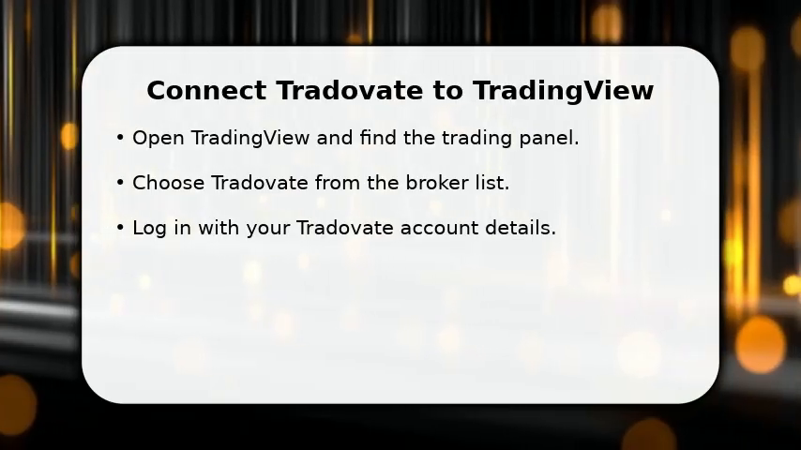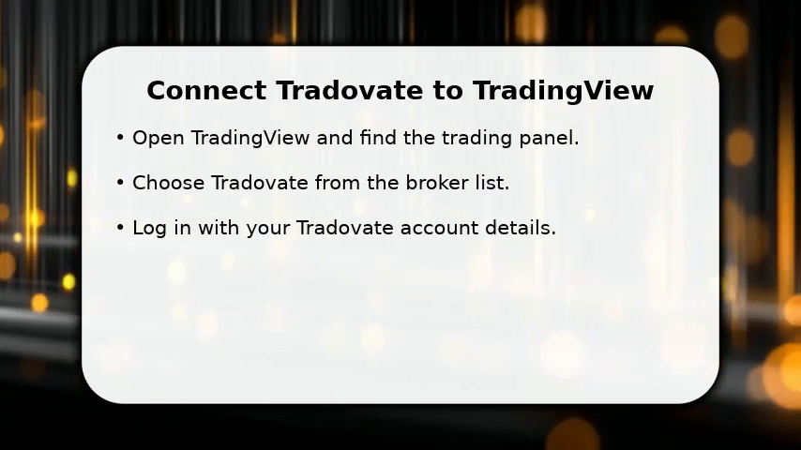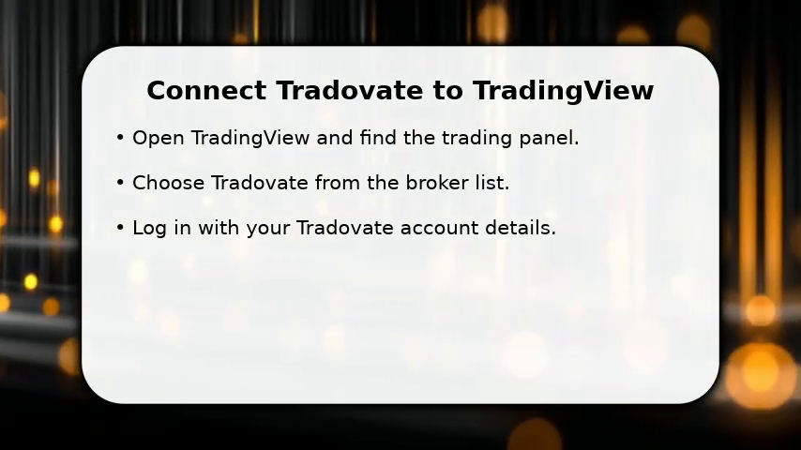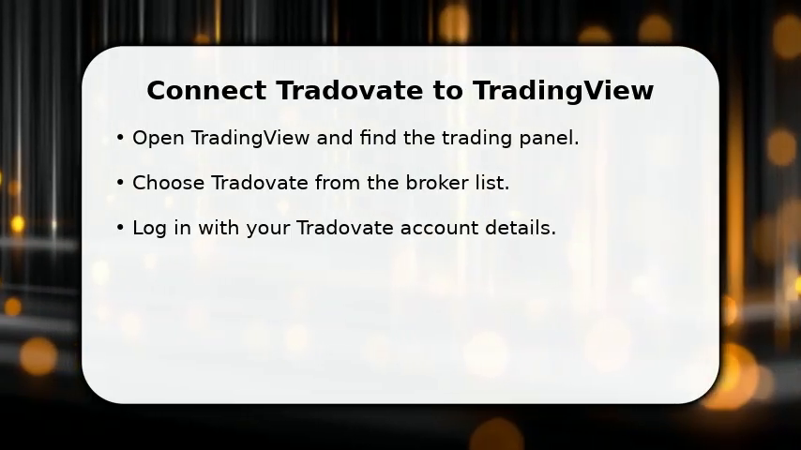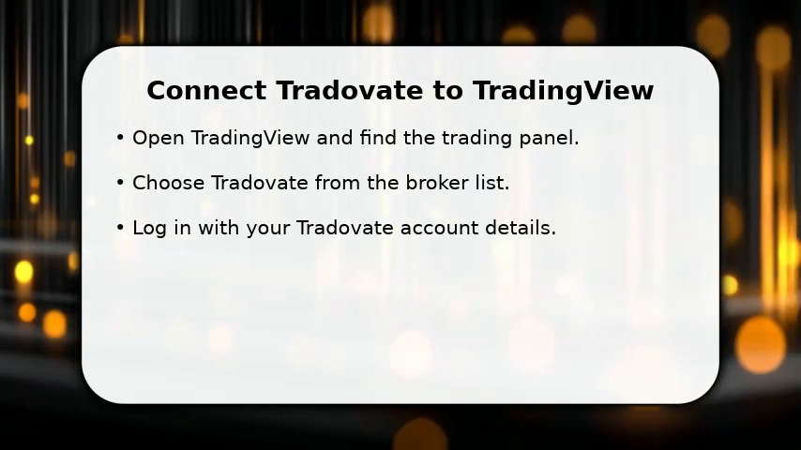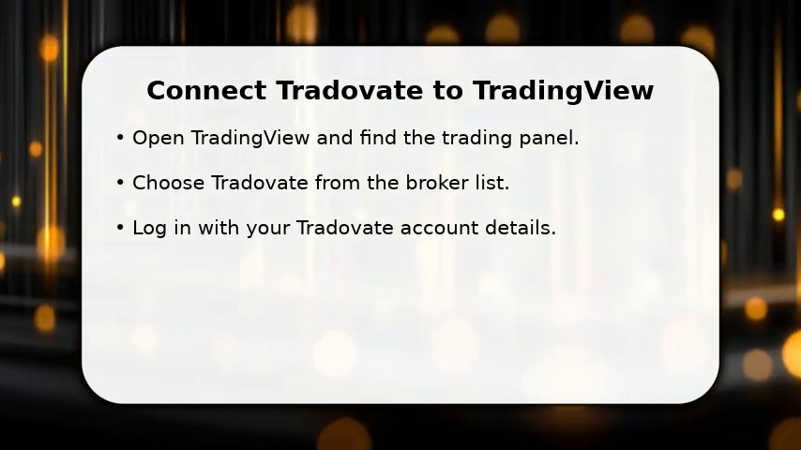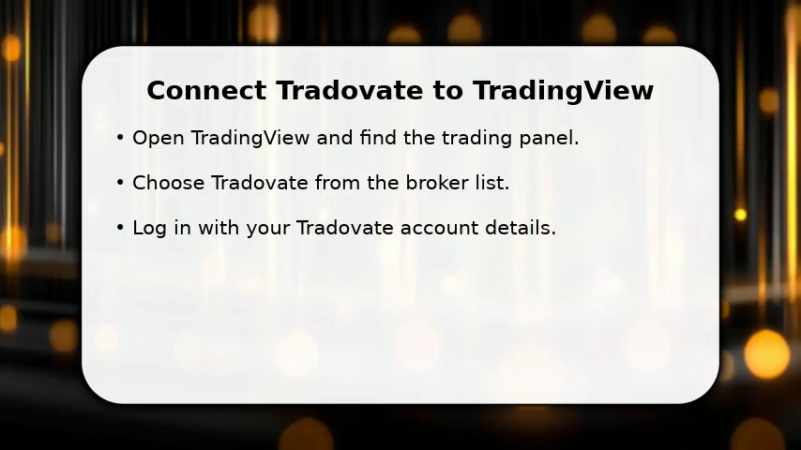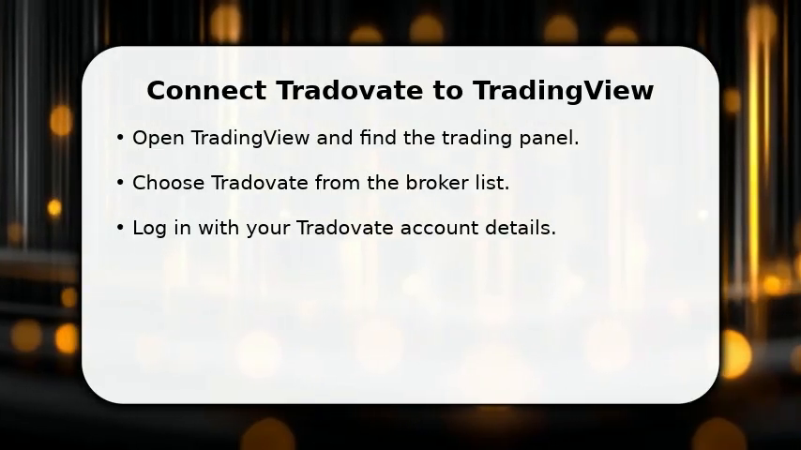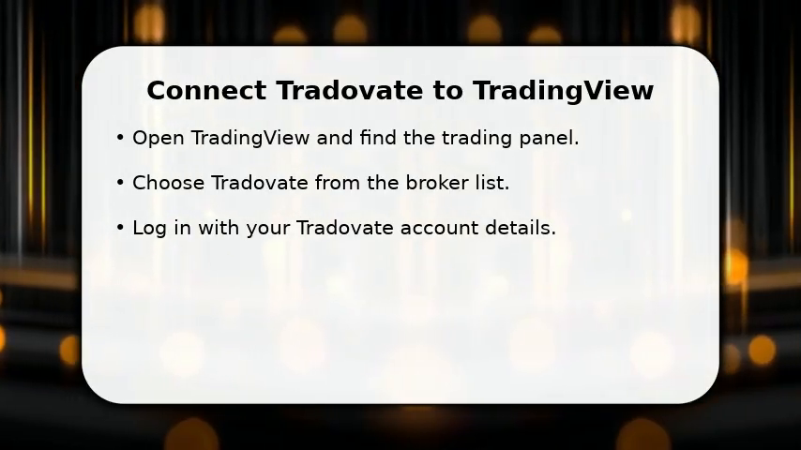In this video, I will show you how to connect your Tradovate account to TradingView. First, open TradingView and locate the trading panel at the bottom of your screen. Next, you will see a list of available brokers. Simply select Tradovate from this list. Finally, enter your Tradovate account credentials, including your username and password, to initiate the login process. This is the crucial first step to integrating your platforms.